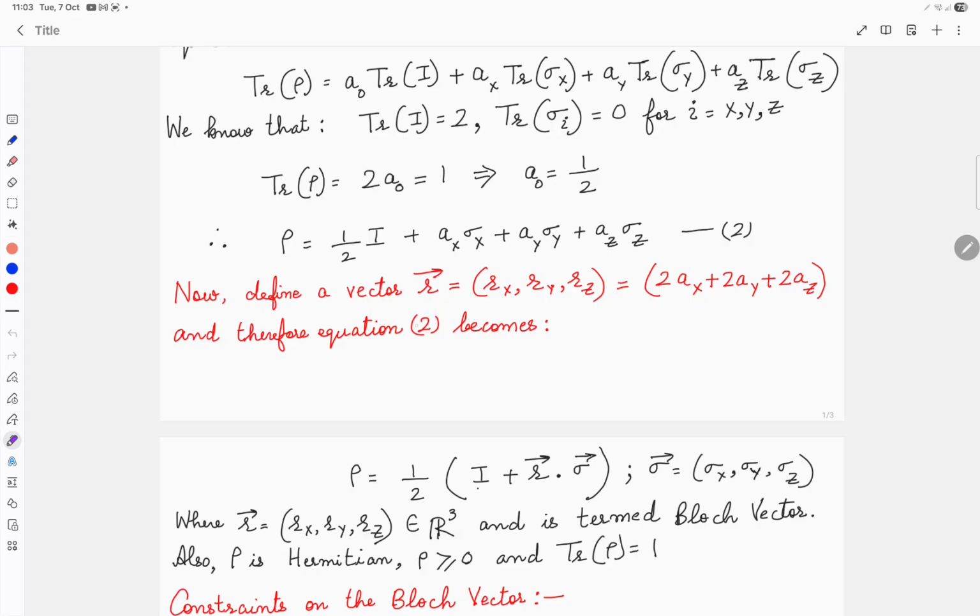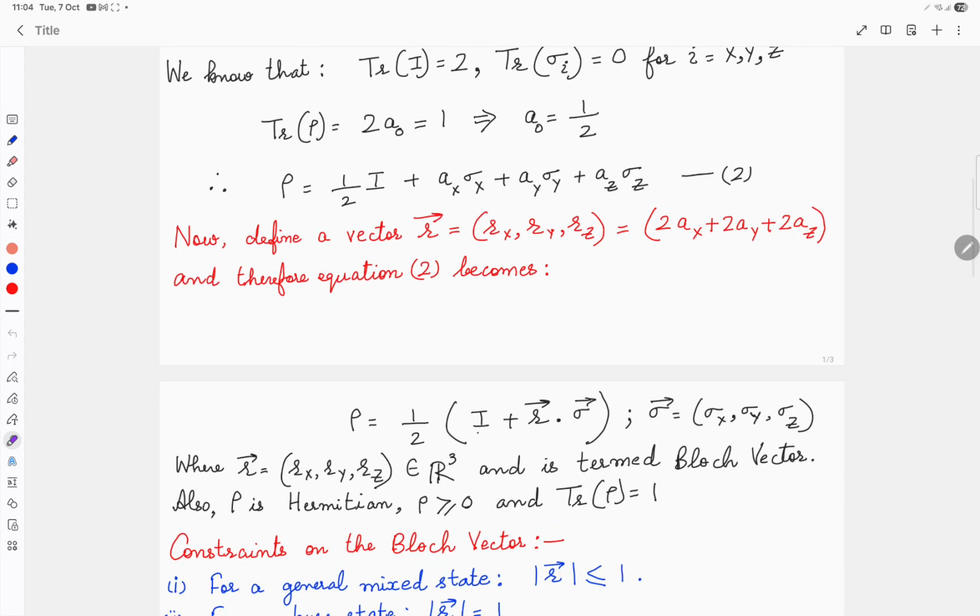So now define a vector, rather not the Euclidean space, let us call it the Hilbert space. So this is a vector R with components Rx, Ry and Rz in the Hilbert space, and let us say that the values of Rx is 2ax, Ry is 2ay and Rz is 2az, so that we can get a reasonable expression of the density operator. In that case, if we substitute, R will be equal to 2ax plus 2ay plus 2az, right?